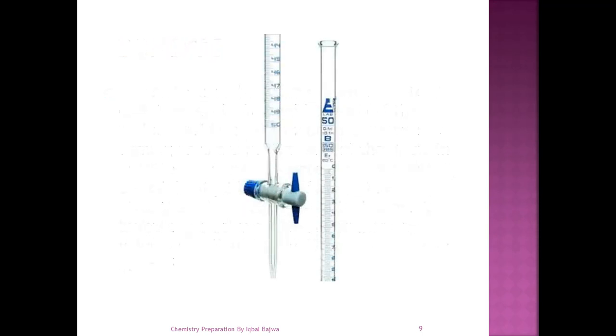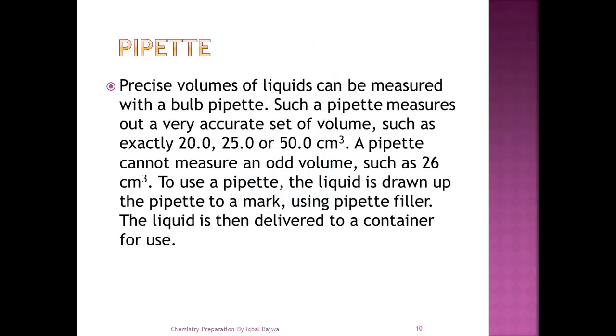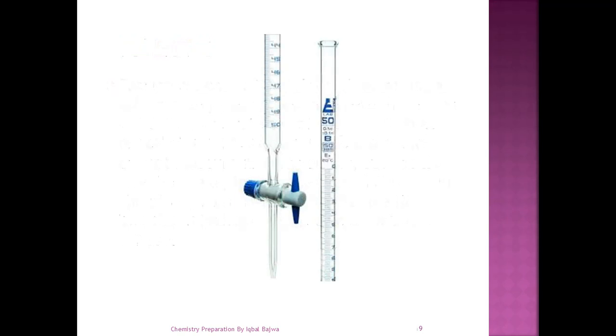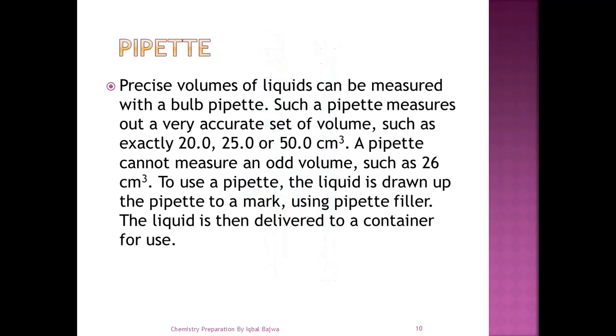Now have a look at the burette. You can see that on one side there is a tap which is used to control the pouring of liquid from the burette into the other apparatus, normally into the conical flask. And the right hand side shows the scale starting from 0 at the top. In this way we can measure volume with the help of the burette.